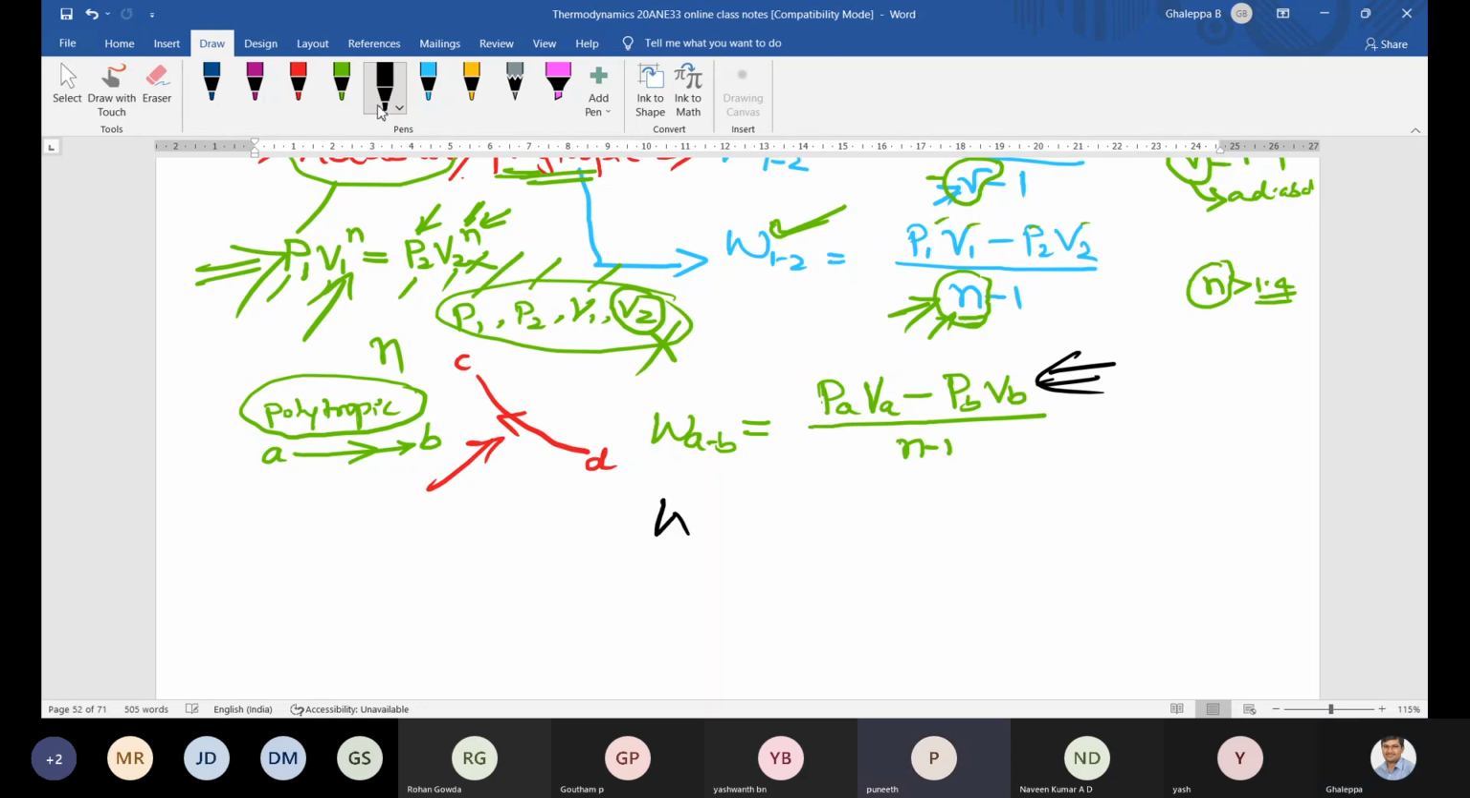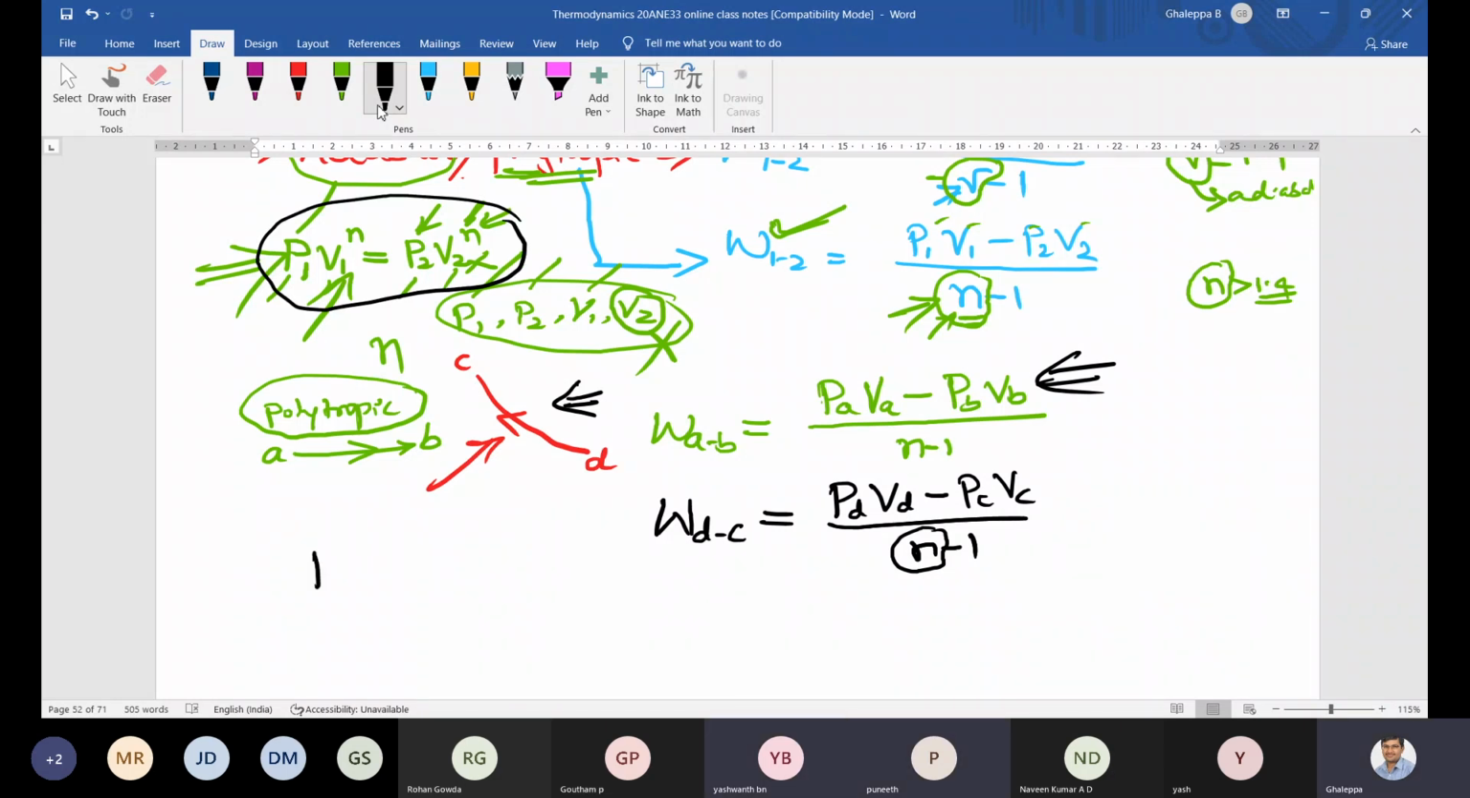Now, use this equation and tell me the expression for work. W from D to C equals (PD VD minus PC VC) divided by (polytropic index minus 1). He has not given the polytropic index here, so which equation will you apply for this process? PD VD to the power of n equals PC VC to the power of n. Very good.